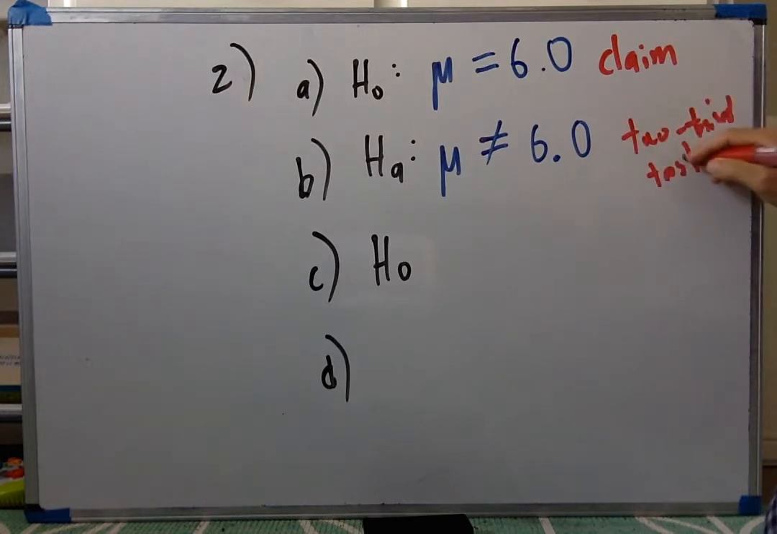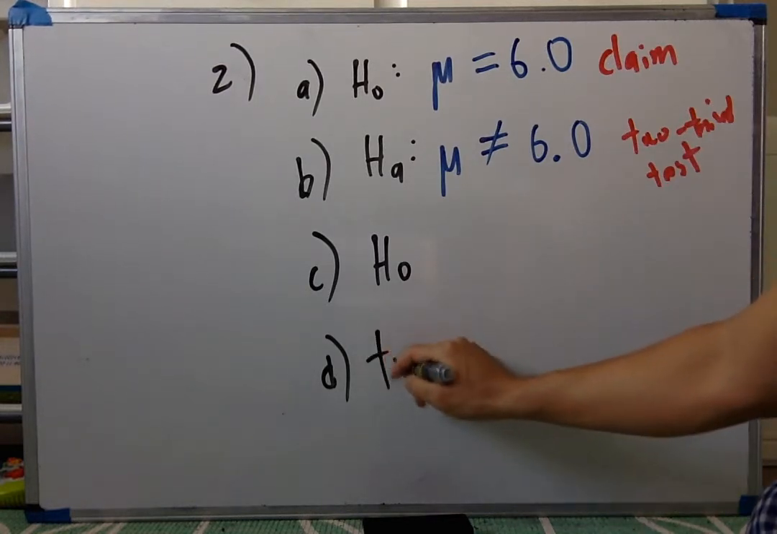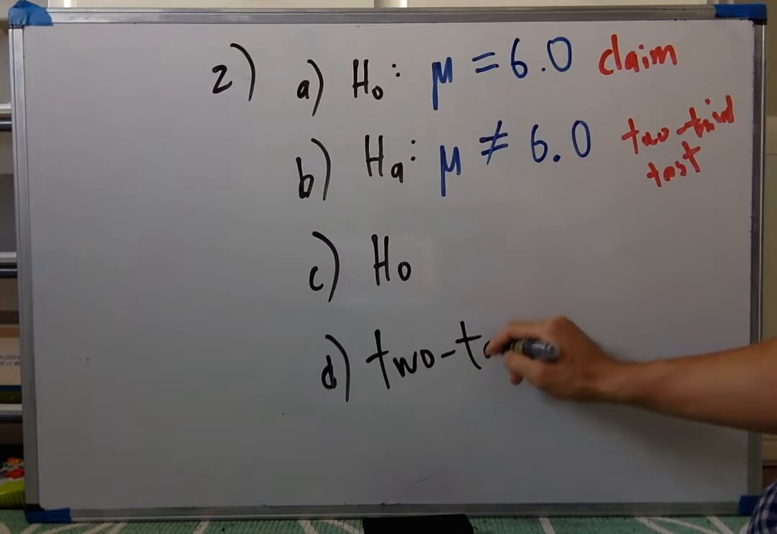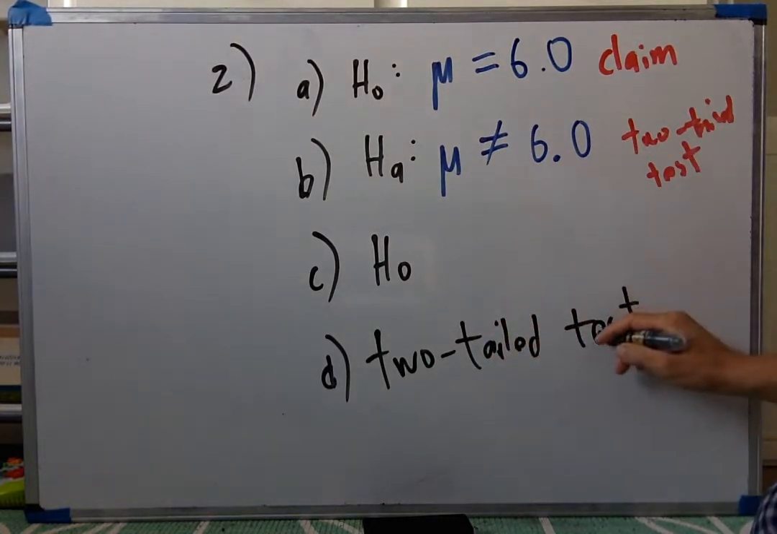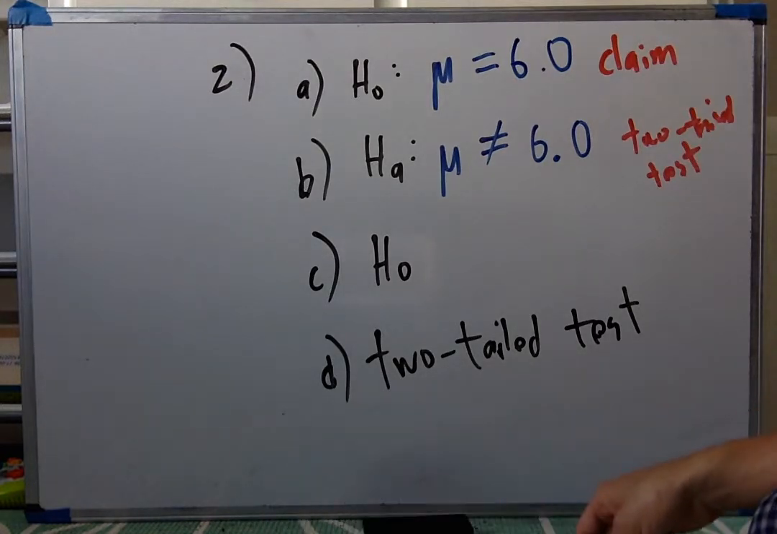And I'm just writing this down twice for no good reason. I should write my answer down here. We're using the two-tailed test. Okay, sweet. We're almost there. I think we have just one or two more questions. Oh, two more. Yeah, the last one is a different type of question.